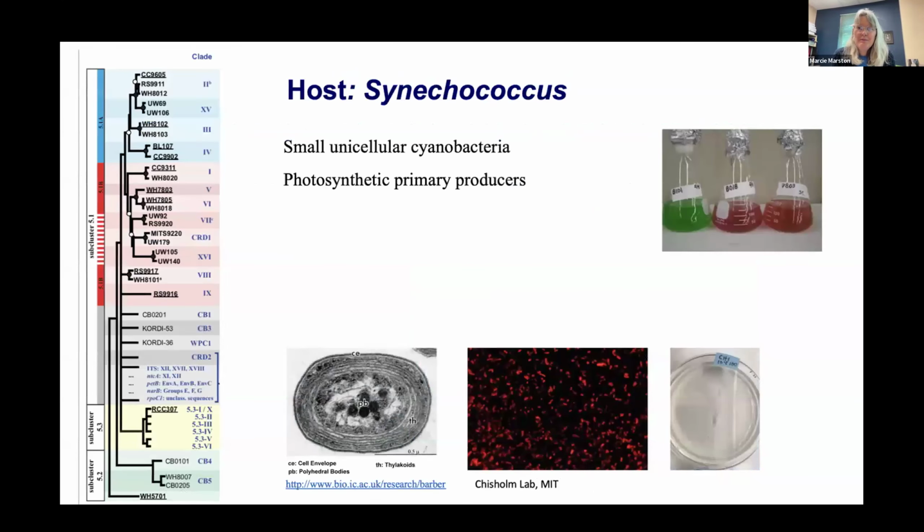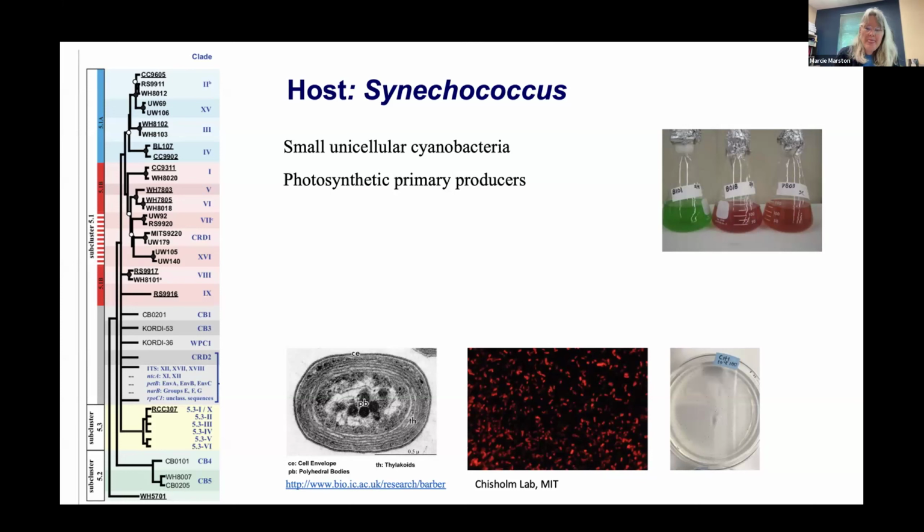So the model system I work on involves cyanobacteria. The host is Synechococcus. These are small unicellular cyanobacteria that are photosynthetic primary producers. They autofluoresce, so you can sort them by flow cytometry or count them. They are culturable, so it is possible to get individual cyanobacteria clones that you can grow into culture. There are lots of different clades of Synechococcus, and they differ in the physiology and the pigments that they have, depending upon the geographical range.